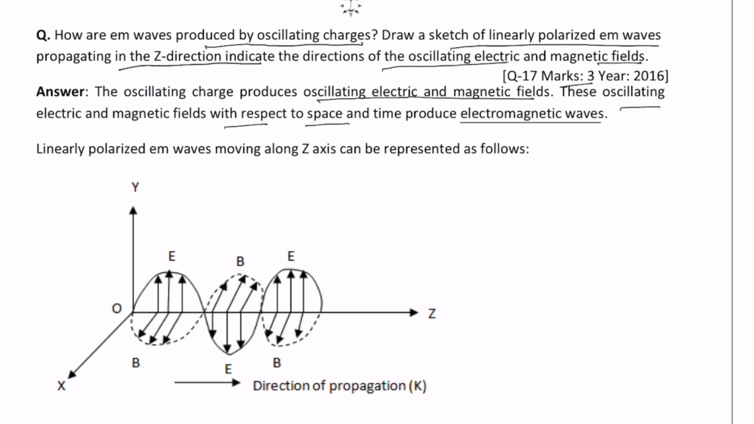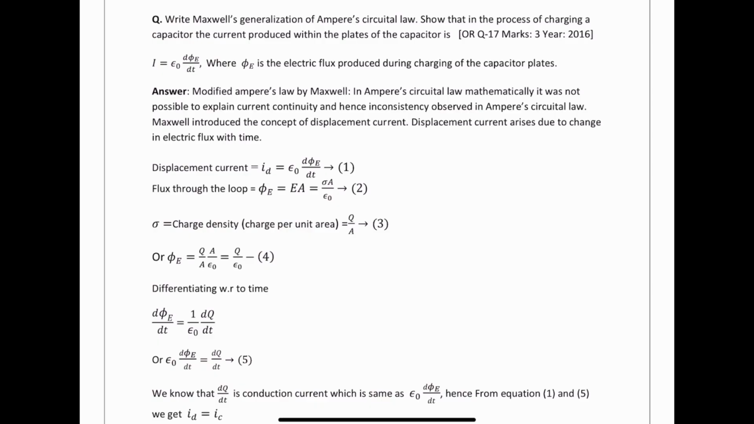Okay. Now linearly polarized light: this is the magnetic vector, along the x-axis, and this is the electric vector, along the y-axis. And the direction of propagation k is perpendicular to the plane which contains the electric and magnetic vectors, that is along the z direction. Okay, so this is how the diagram looks. Okay, that's all.